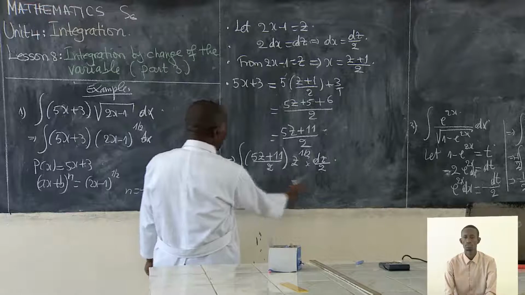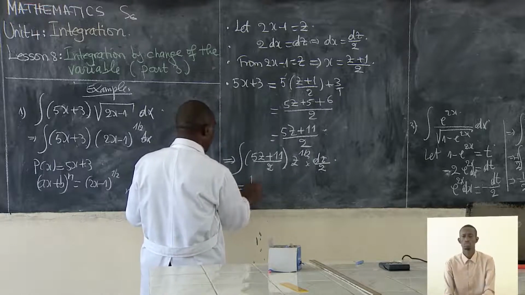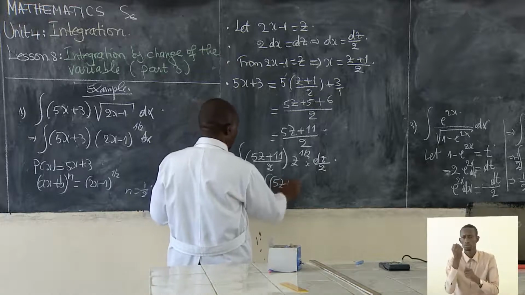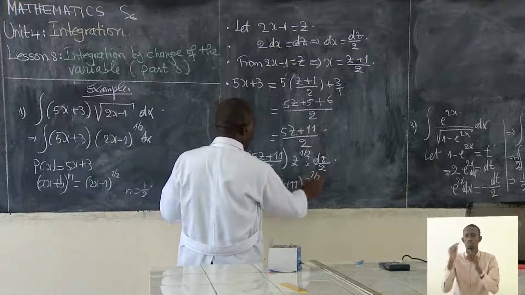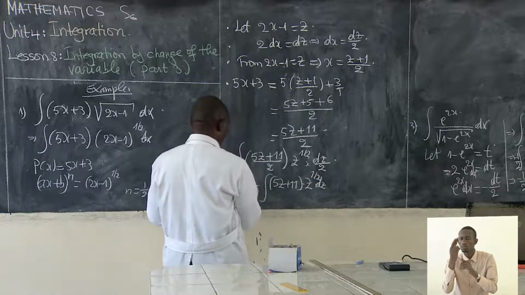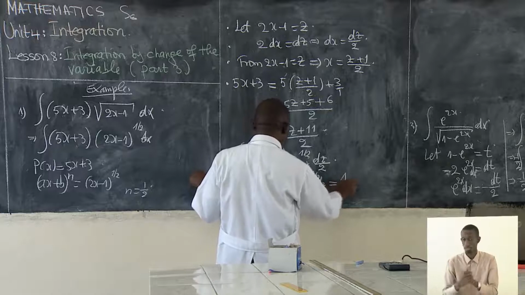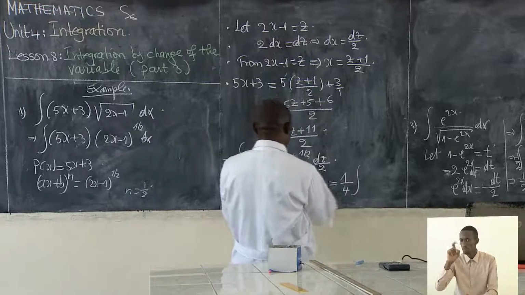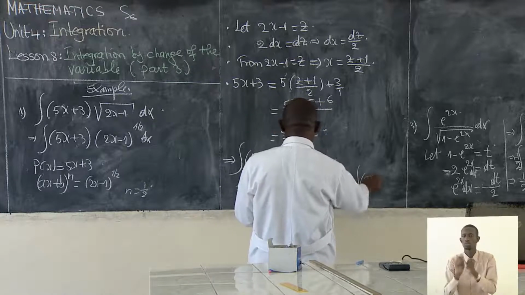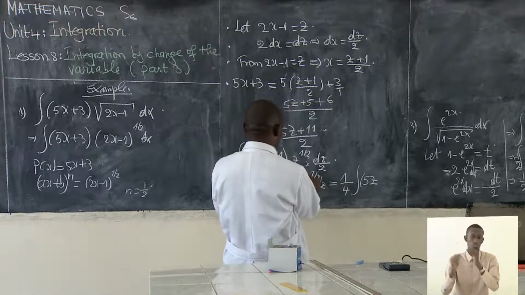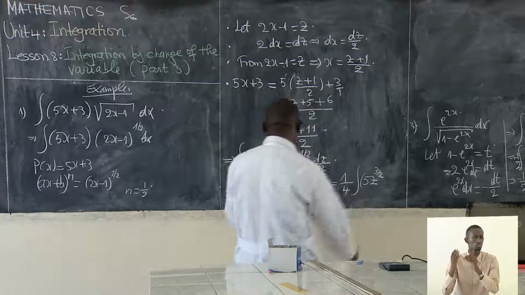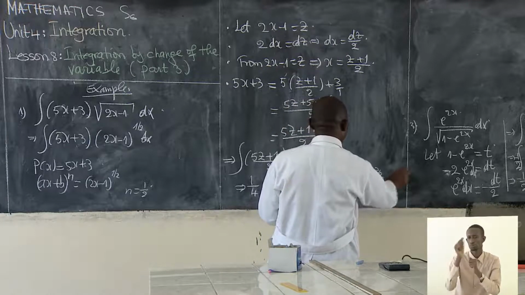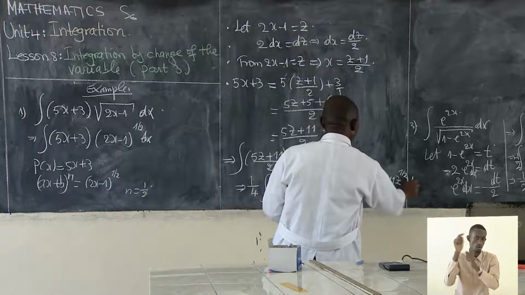I have these 2 and this 1. This is equal to 1 divided by 4 times the integral of 5z plus 11 times z power half dz. It means we have a quarter integral of, when I expand, 5z power 1 plus a half, which is 3 divided by 2, then plus 11 z power a half dz.